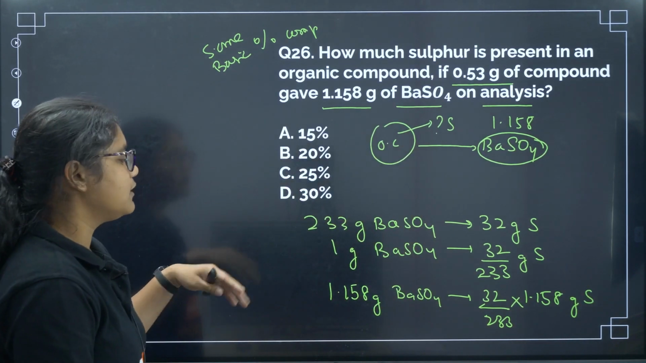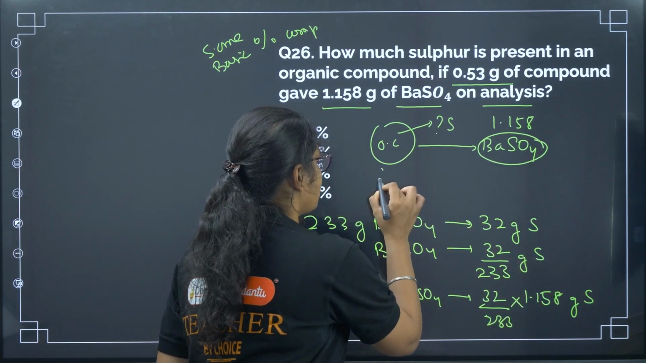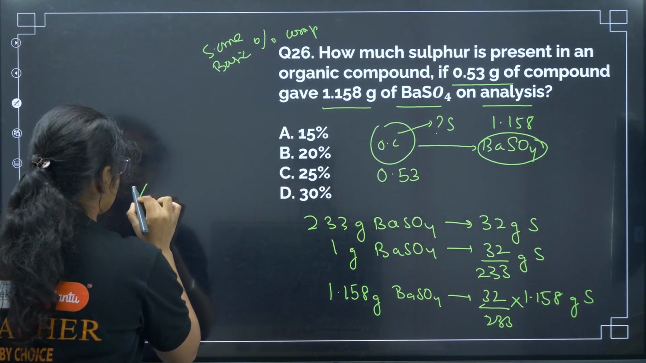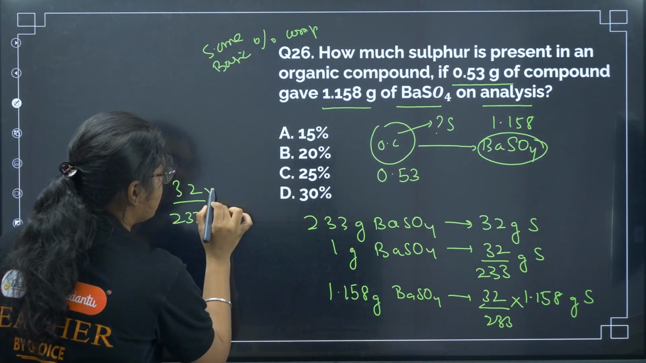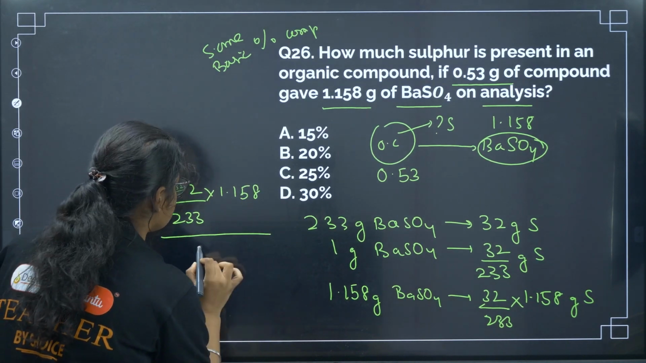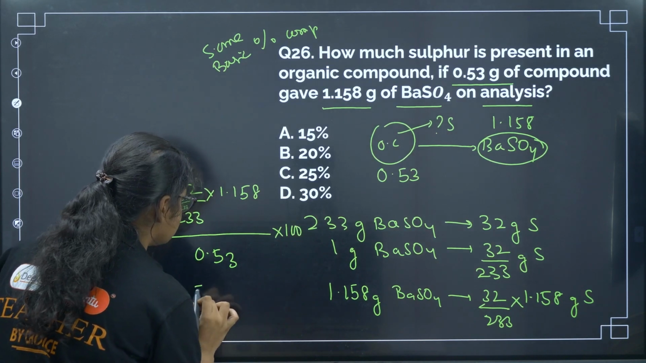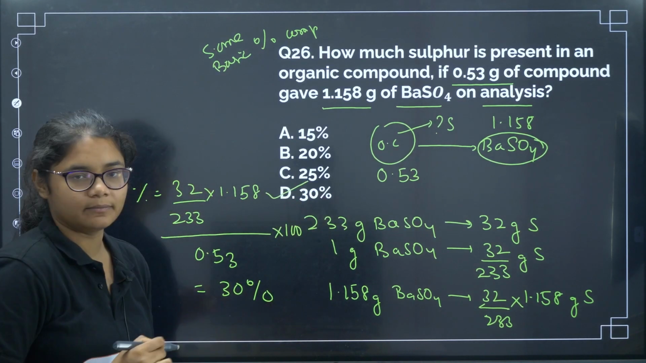But we need to calculate what percentage of composition. So this much sulfur is present in 0.53 gram of the organic compound. So what is the percentage composition then? 32 by 233 into 1.158, divided by 0.53 into 100. If you solve this, you will be getting around 30%. The correct answer for this question is option number D.